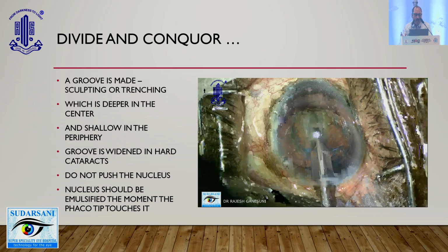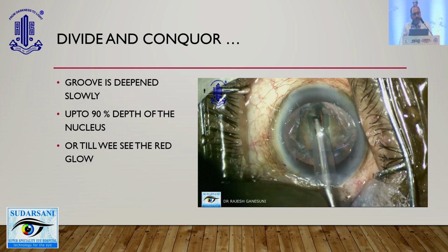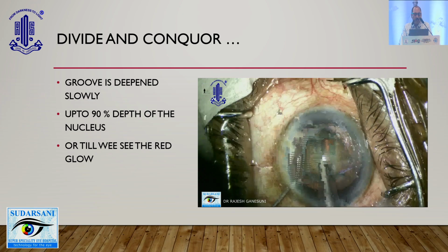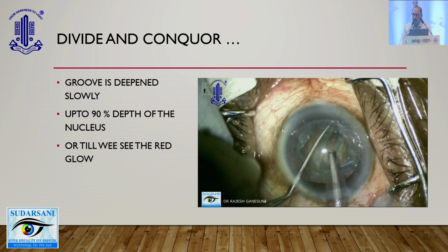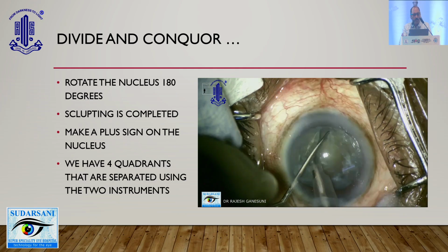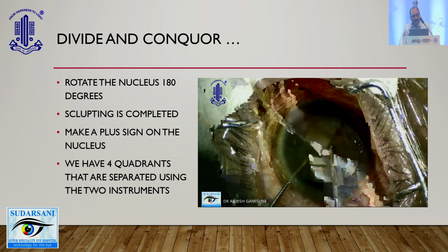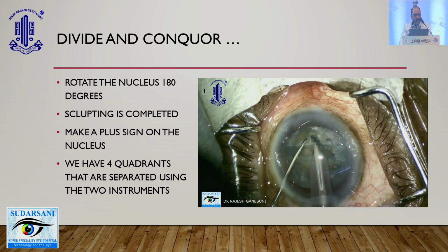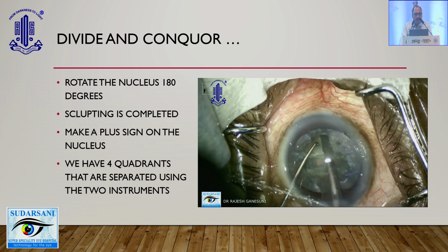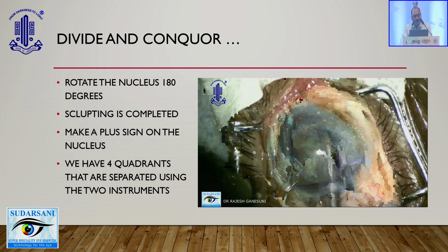The nucleus should be emulsified the moment we touch the phaco tip to the nucleus. The groove is deepened slowly, almost up to 90% of the depth of the nucleus, or till the time that we see the red reflex or the red glow. Rotate the nucleus about 180 degrees, and the sculpting should be completed on the other side also. And appropriately rotating it again, we make a plus sign on the nucleus, as you can see here. So with this, we get about 4 quadrants.